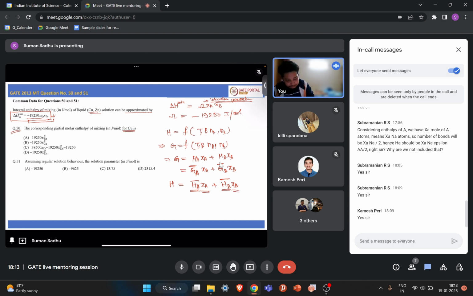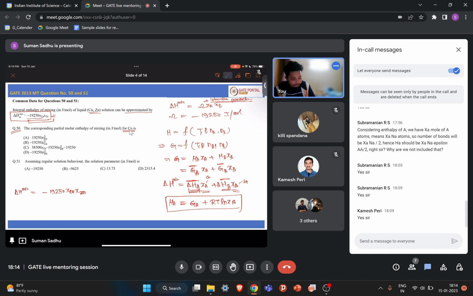In this case, let's say A is copper and B is zinc. So delta H mix is minus 19250 X of copper, X of zinc. I think you have understood that question, right? You have to calculate the partial molar enthalpy for copper. That means we have to calculate HA bar. So if you write delta H mixing in this form, then only we can compare it, like we did earlier in case of G or mu. You remember, in case of mu we compared and found out that mu A is equal to GA plus RT ln XA. Similarly, we have to rearrange the equation here and compare.